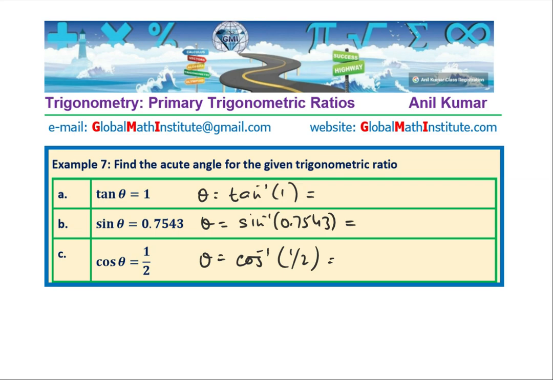If there is nothing else mentioned, like find the acute angle for the given trigonometric ratio, then when I do tan inverse of 1, I get 45 degrees. Now it also makes sense because a tan value of 1 looks special. It means opposite and adjacent sides are equal. That will happen if we have an isosceles right triangle.